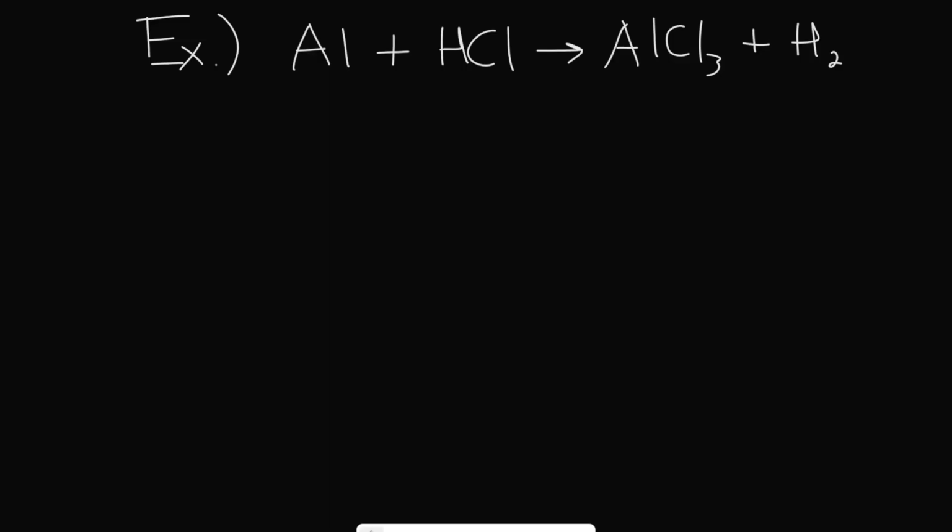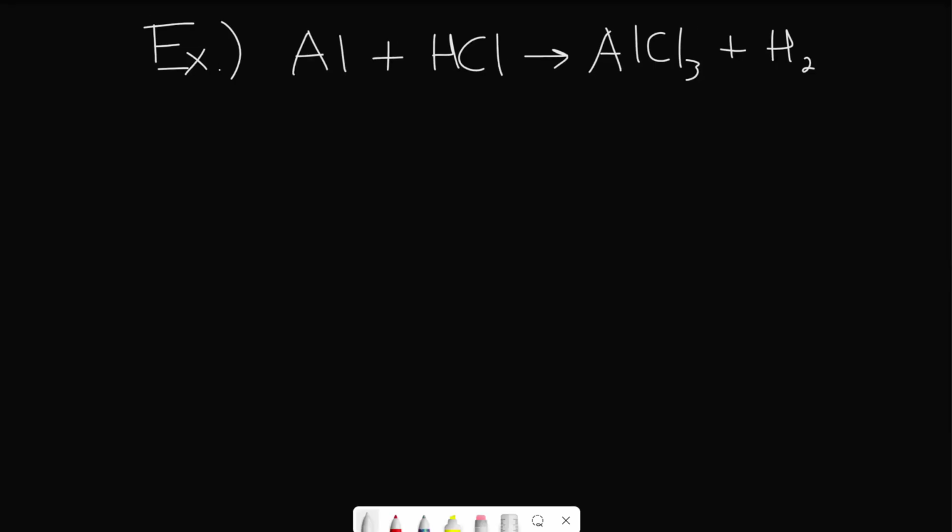And if you'd like to, please pause the video and try balancing this one by yourself. So hopefully you went ahead and gave it a try. And let's take a shot at balancing this ourselves. So when we look at the reaction, it appears we have aluminum as an atom plus HCl, hydrochloric acid. They're reacting to form aluminum chloride. And I notice that there are 3 chlorides and hydrogen gas, diatomic, as a product.